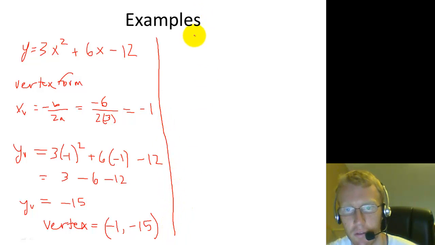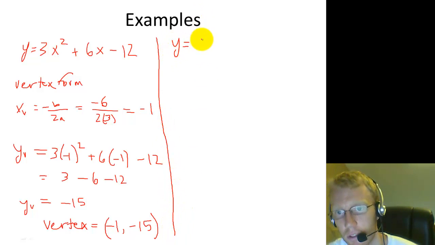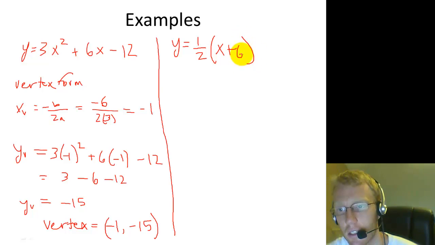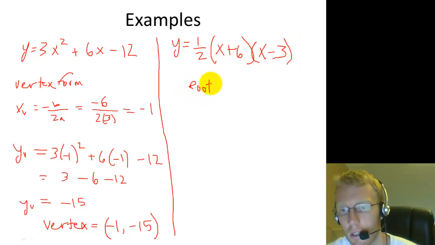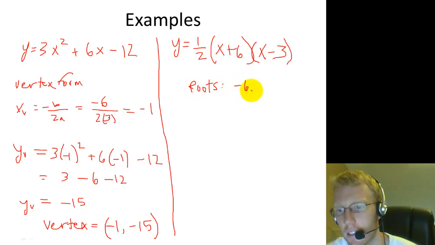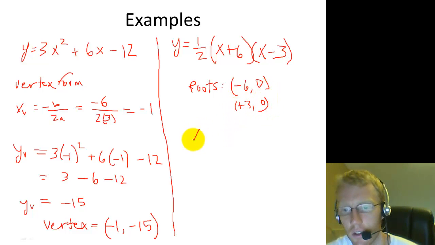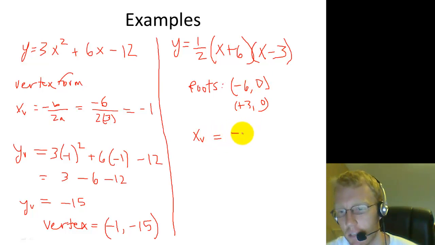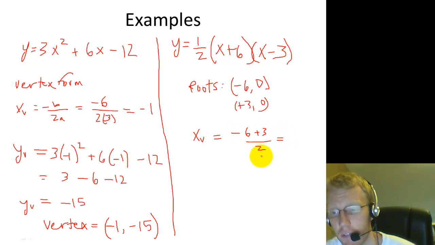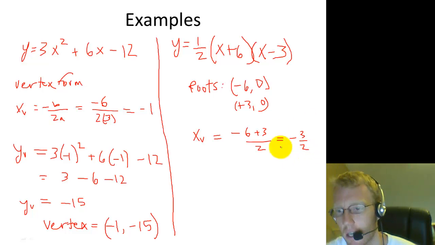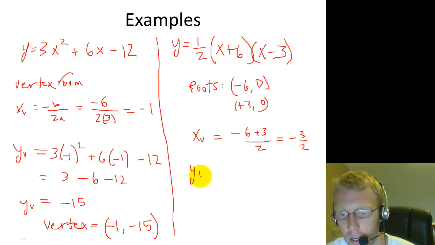Okay, a second example: maybe we've got a parabola in factored form. So y equals 1/2 times x plus 6 times x minus 3. Okay, so our roots are at (-6, 0) and (3, 0). So the x-coordinate of the vertex is the average of those numbers. So negative 6 plus 3 over 2. And negative 6 plus 3 is negative 3, divided by 2. It's negative 3/2. Okay, we have to plug that back into the original equation to get the y-coordinate of the vertex.